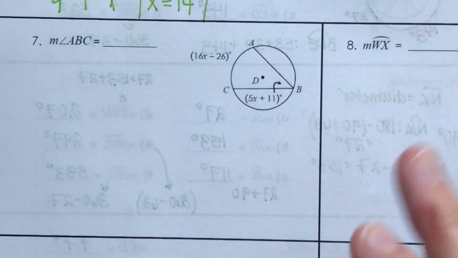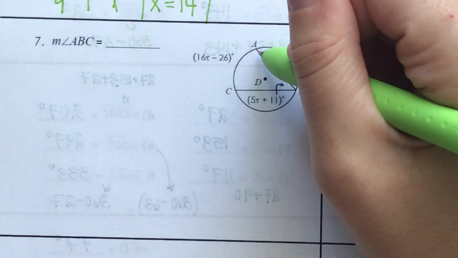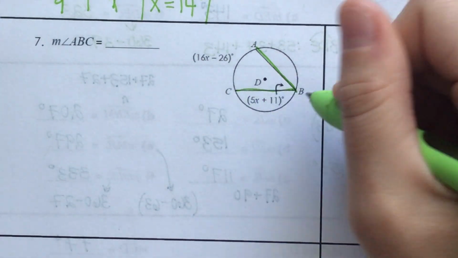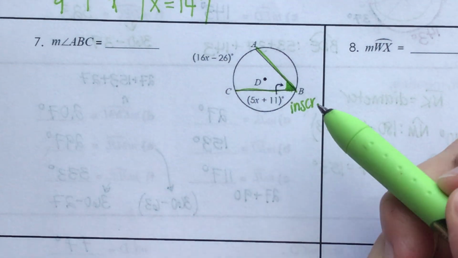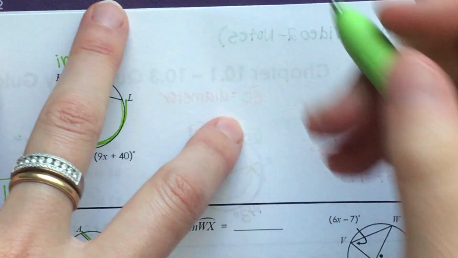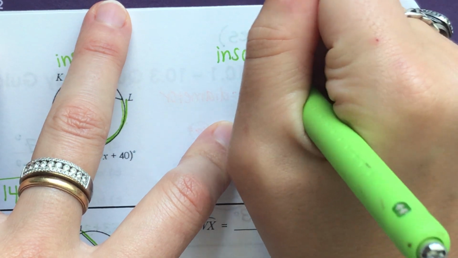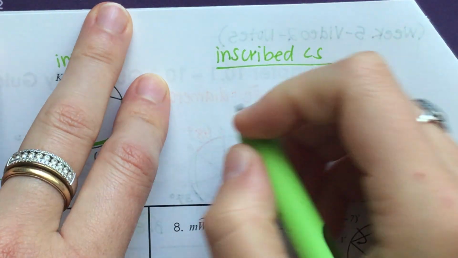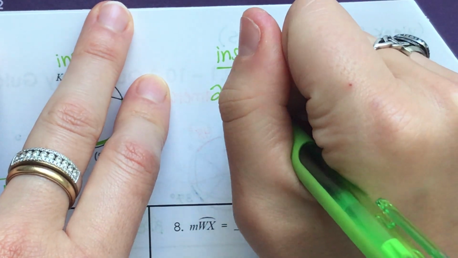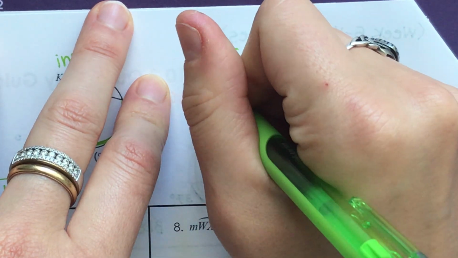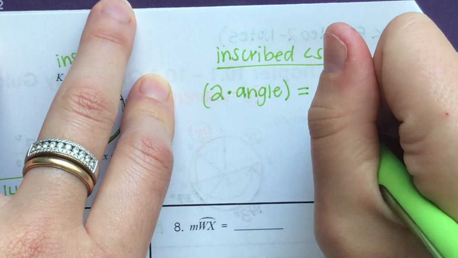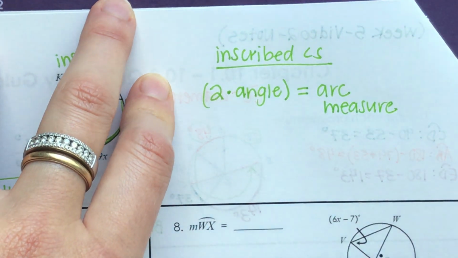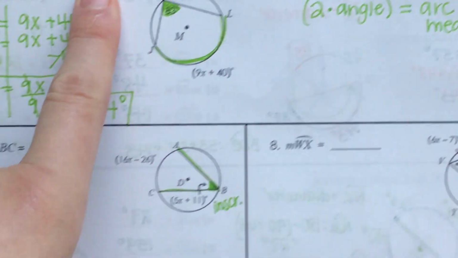Okay. Number 7 looks the same. I've got an inscribed angle. That means if I double the angle, 2 times the angle should give me the arc. So maybe what I'm going to do is write this down. For inscribed angles, 2 times the angle equals the arc measure. Okay, and now I'm going to use that every single time to help me write my equations.